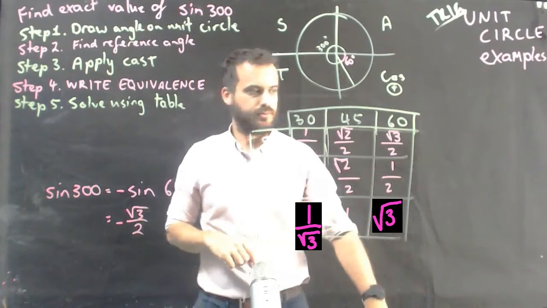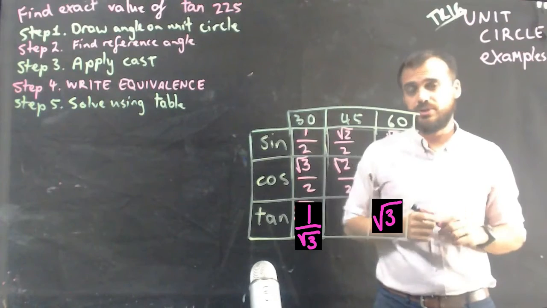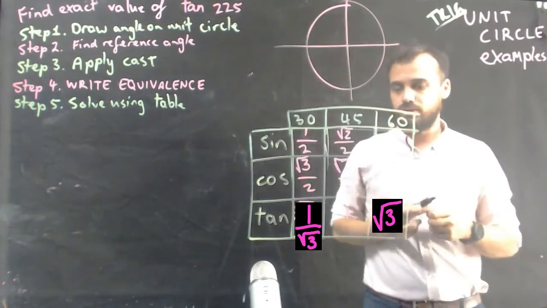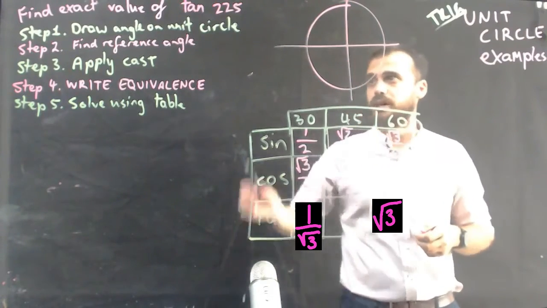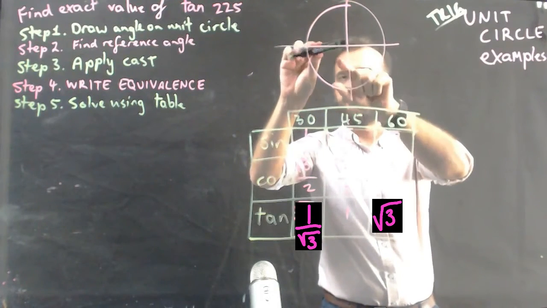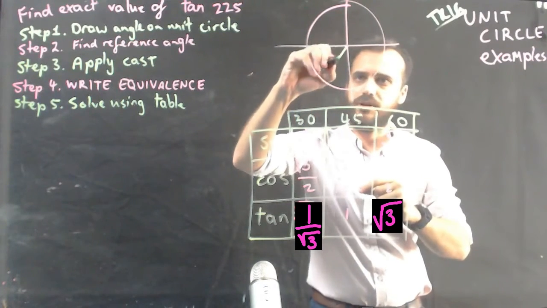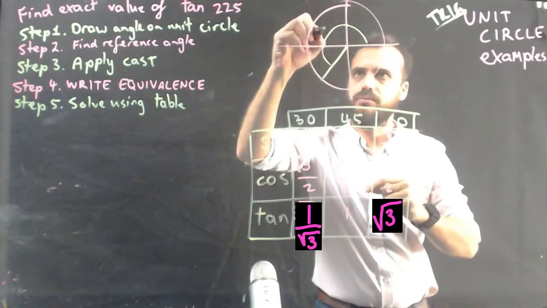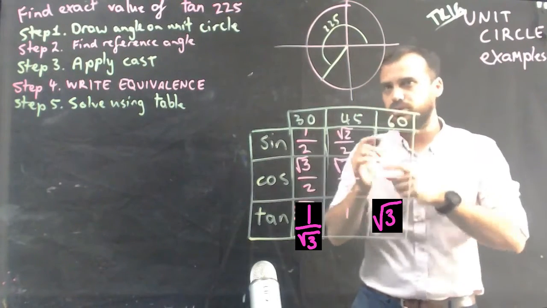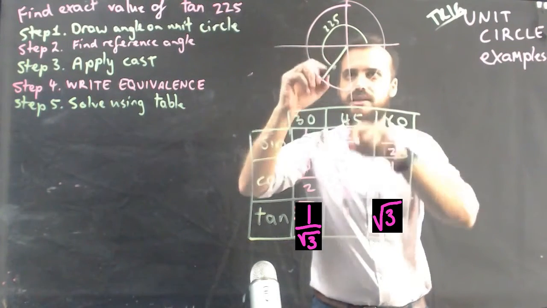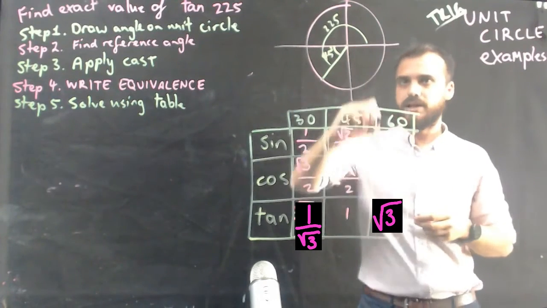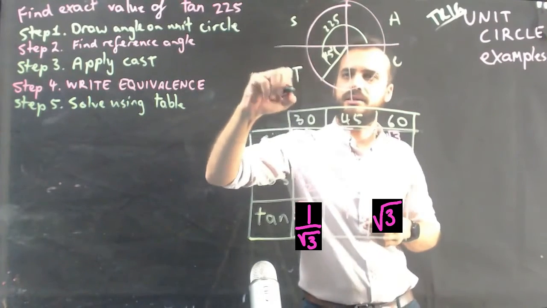Let's do another one. So find the exact value of tan 225. Step 1, unit circle. Step 2, draw the angle that we want to know about on the unit circle. 0, 90, 180 plus 45 makes 225. Step 2, find the reference angle, the acute angle between the x-axis and here. 45 degrees. Apply CAST, C-A-S-T.